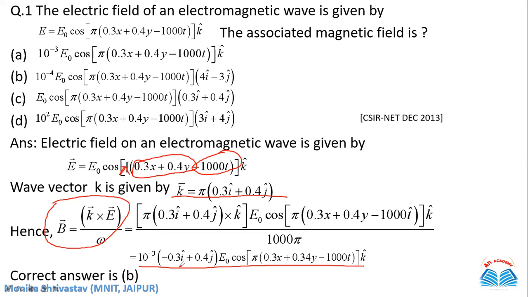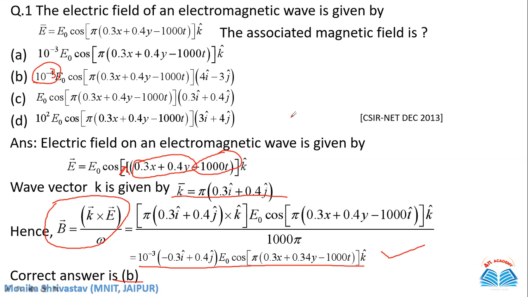0.3 i cap plus 0.4 j cap E naught cos(pi(0.3x plus 0.4y) minus 1000 t) into k cap. So this will be your right answer, and according to this the correct answer is B, but I cannot see that the correct answer is B, because here it is 10 raised to the power minus 4. There must be some mistake. It is 10 raised to the power minus 3 here.